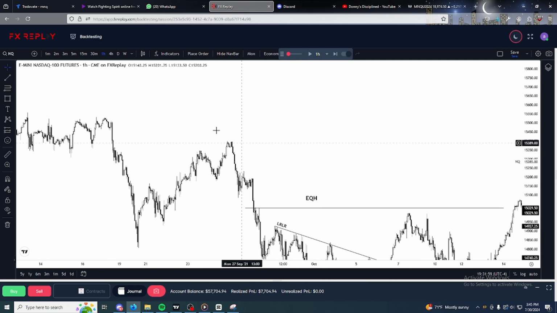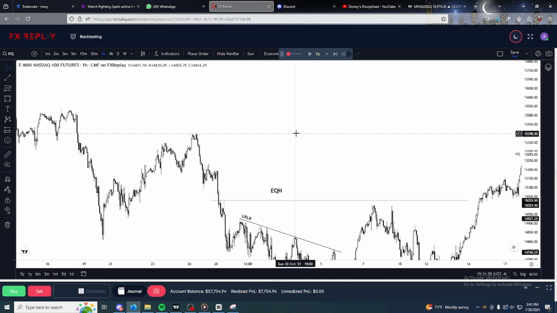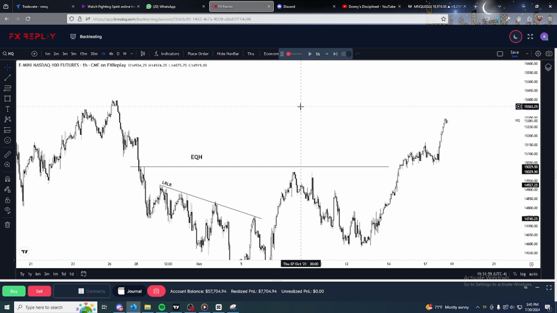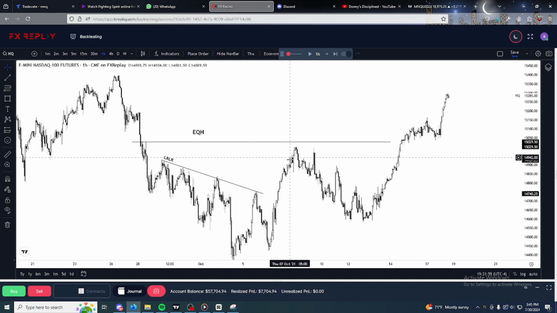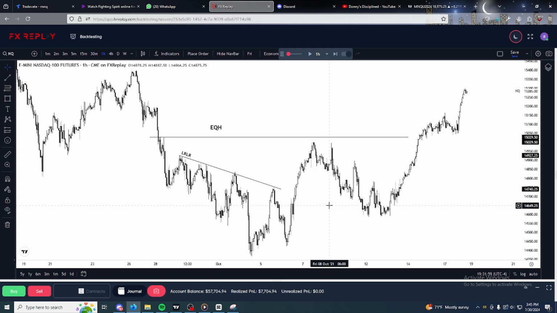But in general, just find your most important liquidity pools, and once the market looks like it's going for them, you should target them. In my opinion, the best liquidity pool is equal highs, and then LRLR, and then data wicks, and then relative equal highs, and like London lows, London highs, stuff like that.